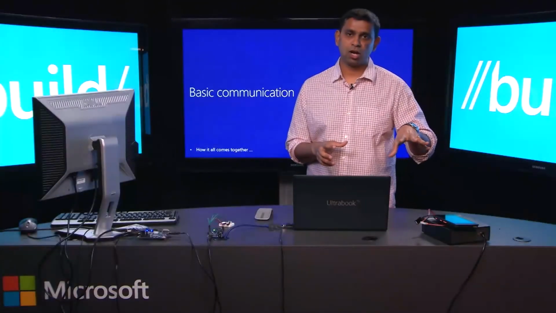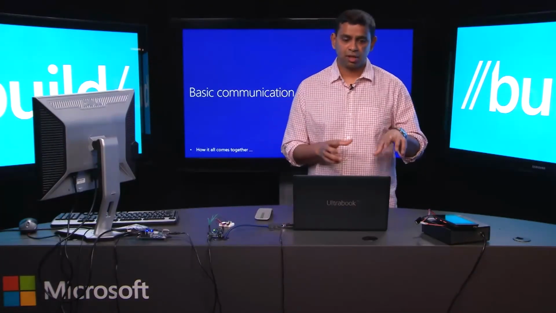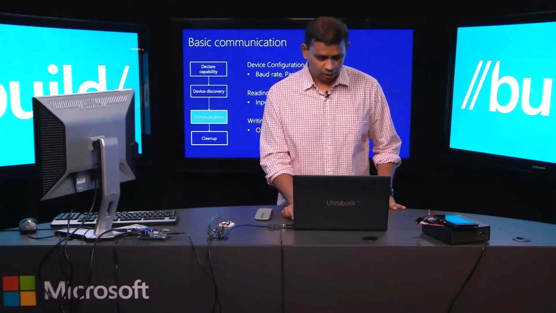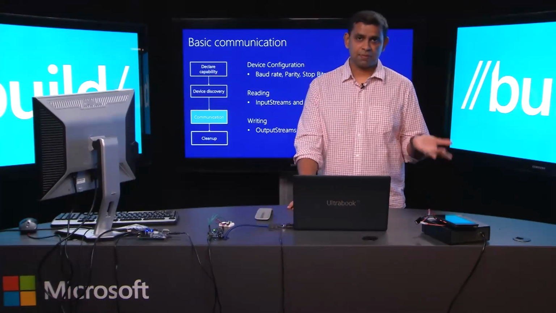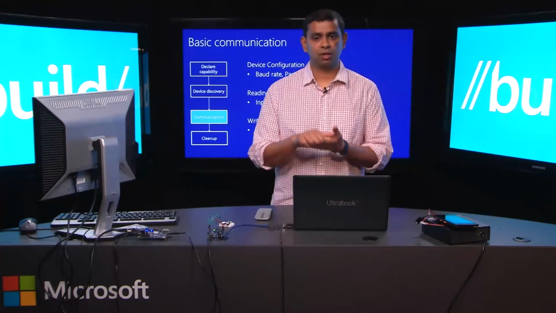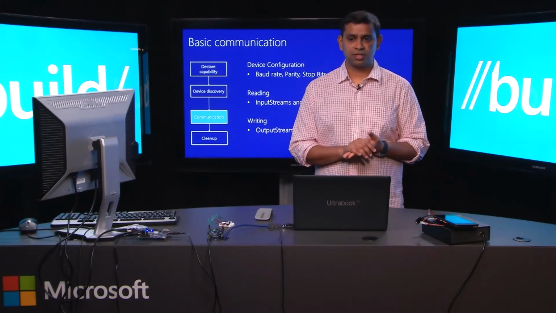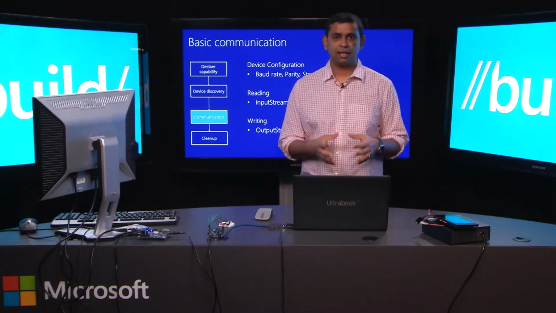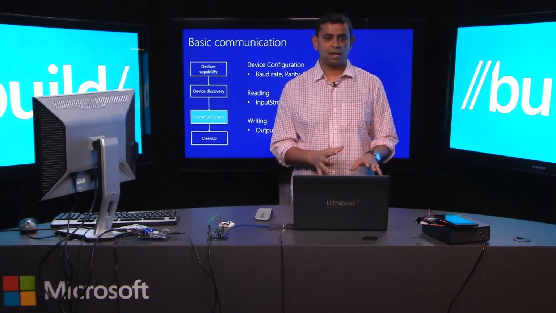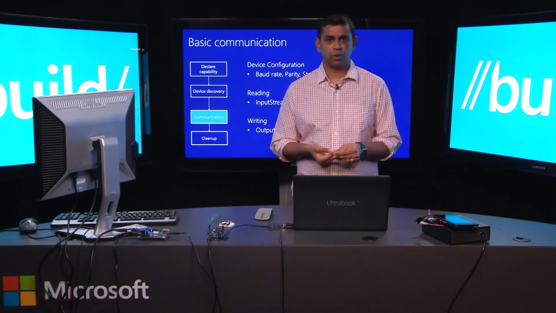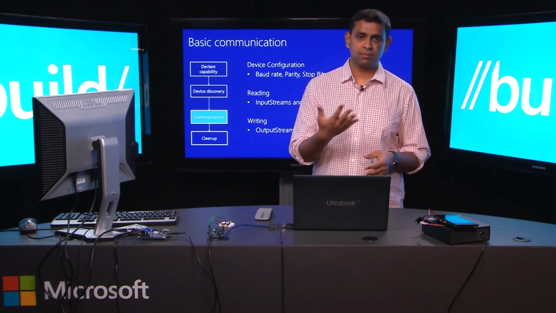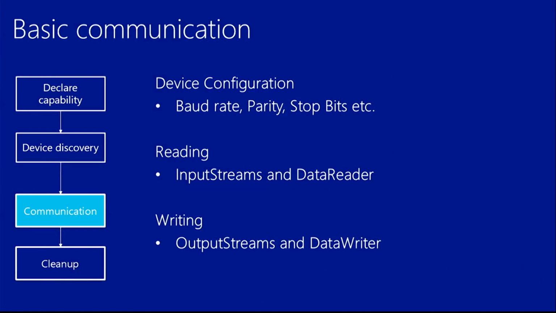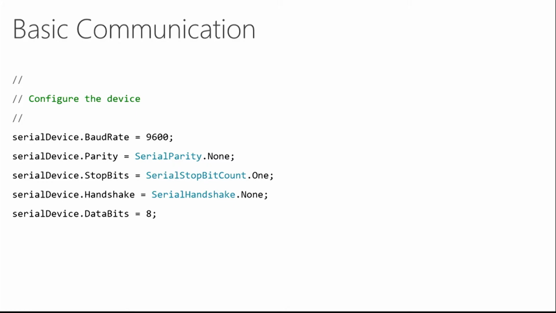here's the way to do it. All right, so now we've gone from capability declaration, we've talked about discovery and instantiation. Let's talk about communication. So communication has 3 steps, essentially. You have basic configuration. You want to configure the serial device, which, if you're familiar with serial devices, is things like baud rate, parity, stop bits, handshakes, etc. And then reading and writing from the device, and we overload existing concepts in the Windows runtime which are input streams, output streams, data readers, and data writers. So let's look into communication.